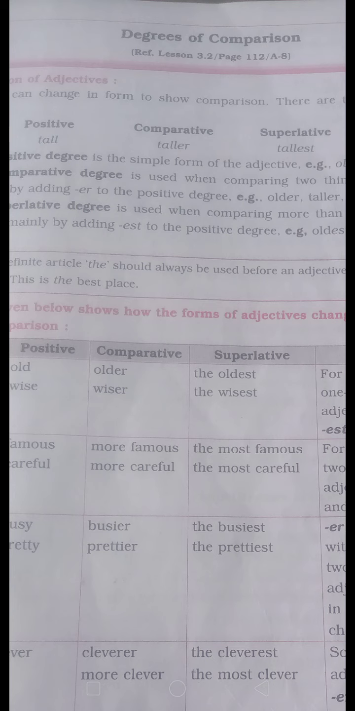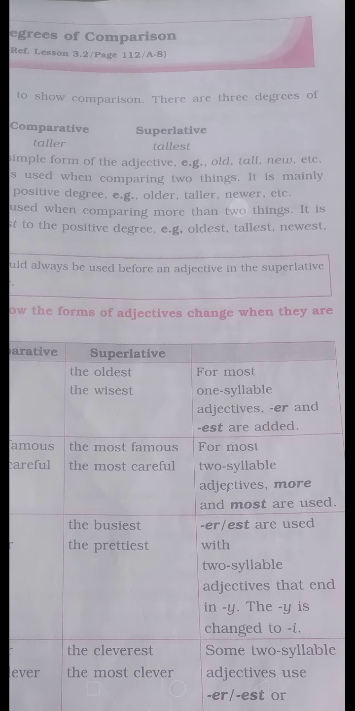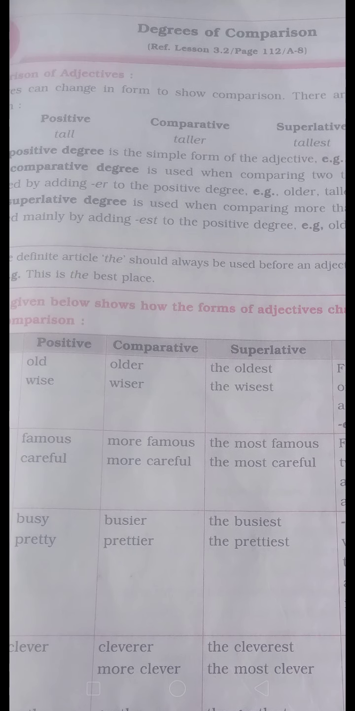Okay, now see positive. The positive degree is the simple form of the adjective. For example, these words: eat, old, tall, new. These are the words which tell us about the positive degree.